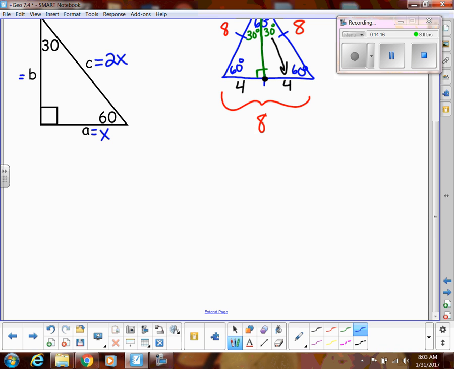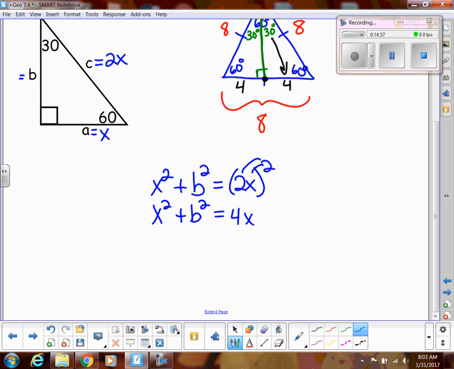So we have A squared, which is X. We don't know what B squared is, so we're trying to come up with an expression for that. And then our C squared is 2X. Make sure you're doing 2X squared in parentheses. So this is going to be X squared plus B squared equals, square both of these, so that's 4X squared. And I'm going to subtract the X squared on both sides. So I have B squared is equal to, this will give me 3X squared.